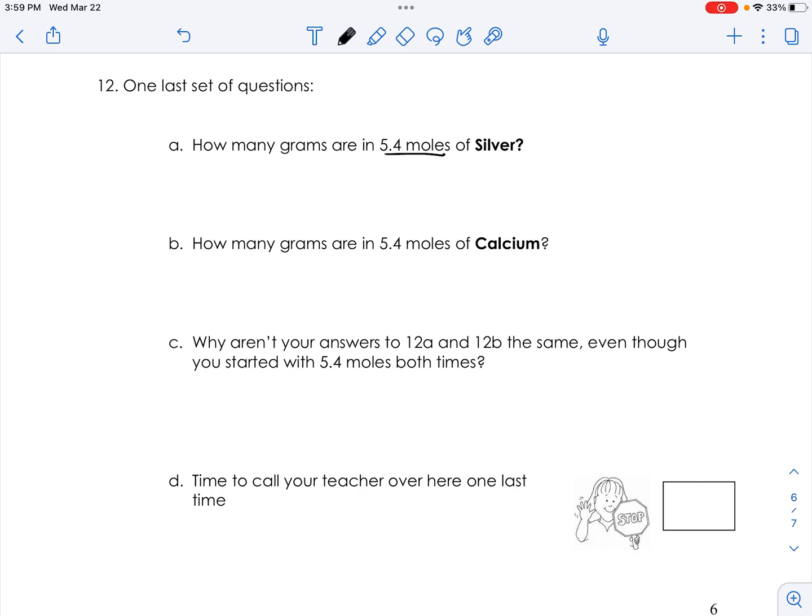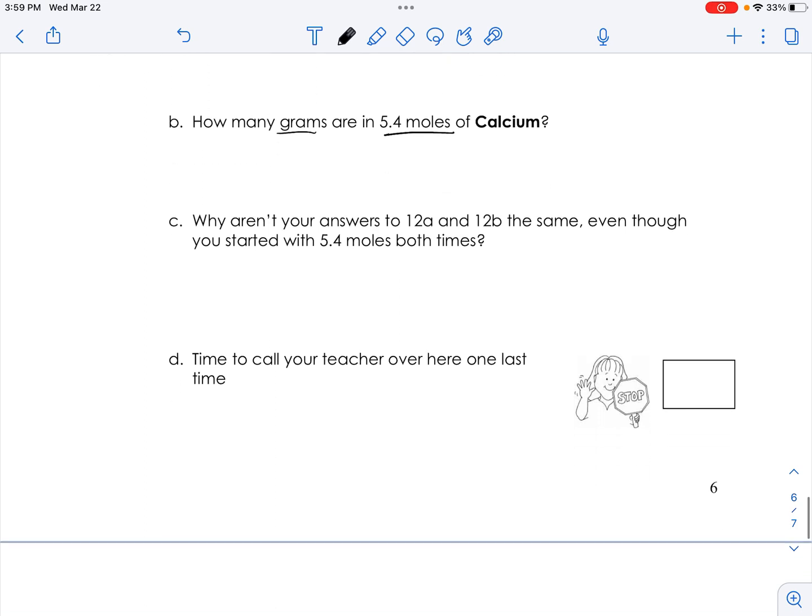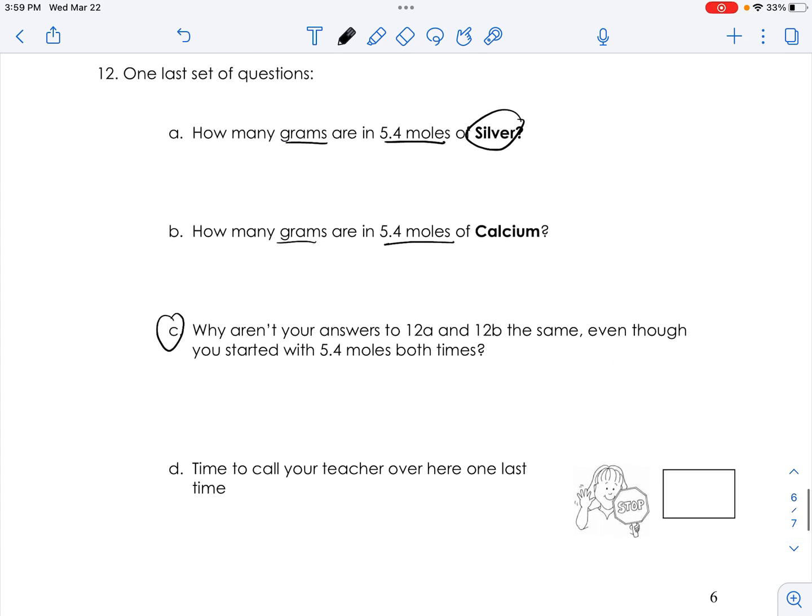Converting from moles of silver to grams of silver. So you're going to need some info about silver. Okay, where have we been finding info about different elements? And then same thing with calcium. Okay. Then it asks, why aren't your answers to 12A and 12B the same, even though you started with 5.4 moles both times? Look at your math. Think about the process you had to go through and decide, even though they're both 5.4 moles, why do we have a different answer? Why do we have different amounts of grams?